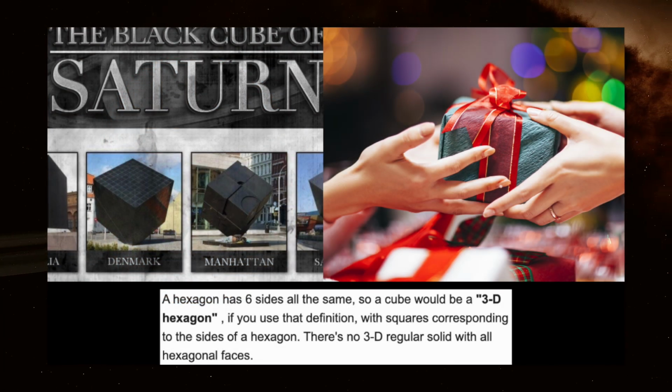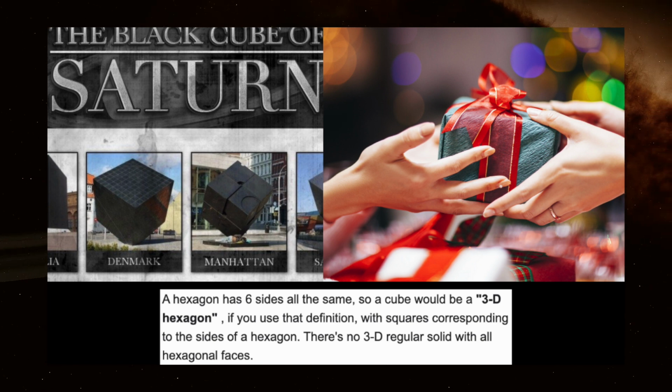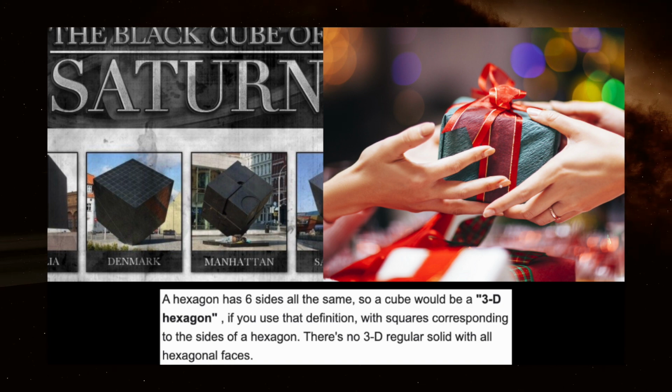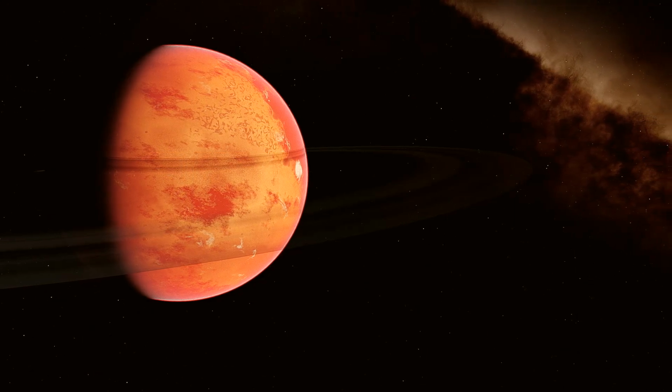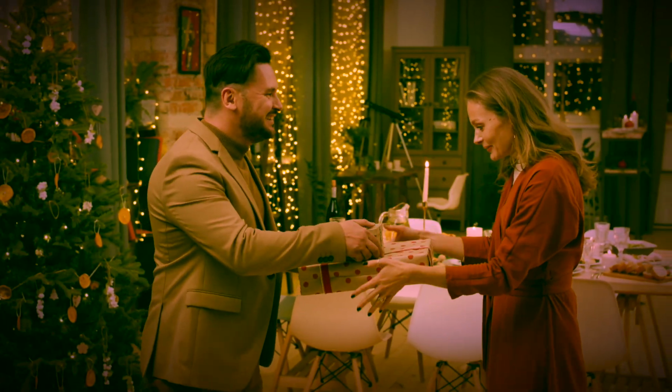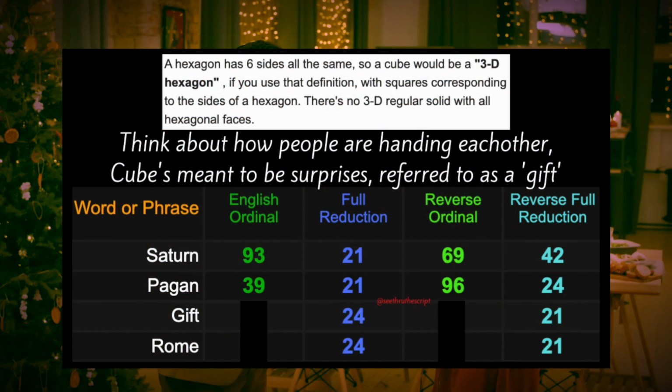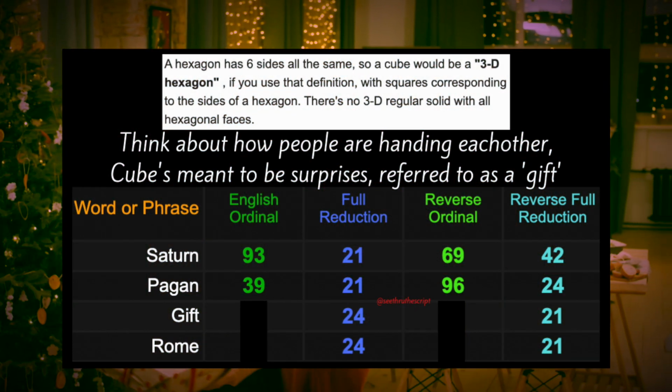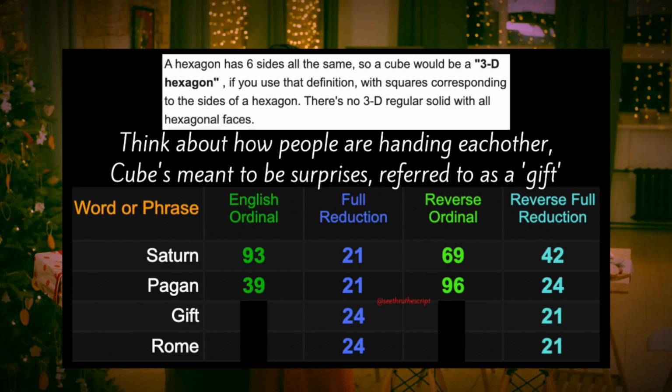A hexagon has 6 sides, all the same. So a cube would be a 3D hexagon, if you use that definition with squares corresponding to the sides of a hexagon. Think about how people are handing each other cubes that are meant to be surprises, referred to as a gift. Now look at the Gematria connection between the words Saturn, pagan, gift, and Rome.